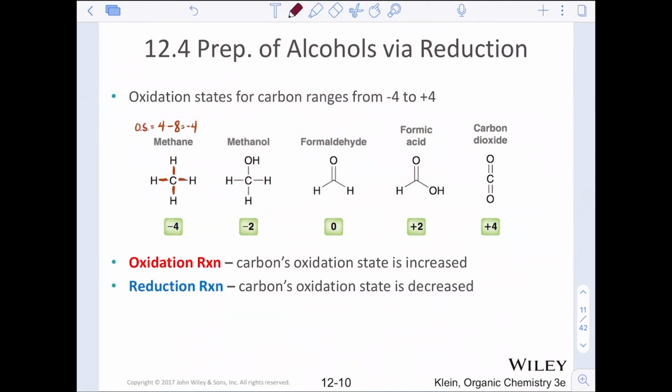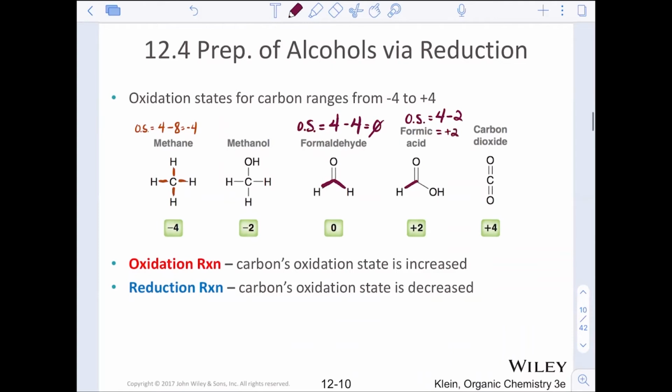Let's do another one just to practice. We did methanol on the previous slide. Let's do formaldehyde. Oxidation state of carbon: it starts with 4 electrons. It has 2, 4. Remember, oxygen is more electronegative than carbon, so carbon doesn't own those electrons ionically. 4 minus 4, 0. Formic acid, the oxidation state of carbon would be 4 minus 2, which is a +2. And in carbon dioxide, the oxidation state of carbon is 4 minus 0. It doesn't own any of those electrons ionically in those bonds because oxygen is more electronegative. So there's your +4 oxidation state.